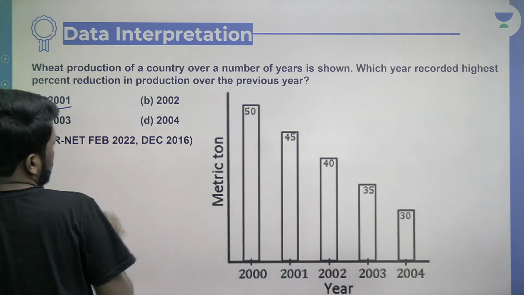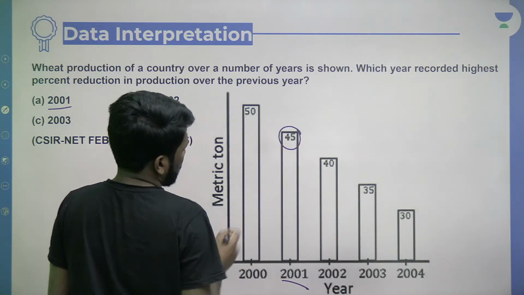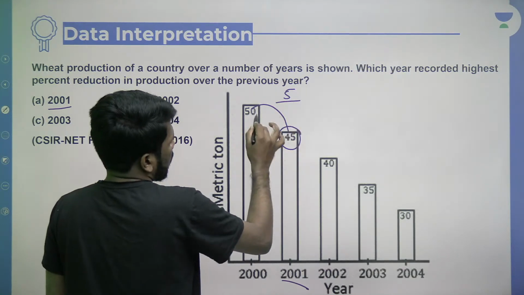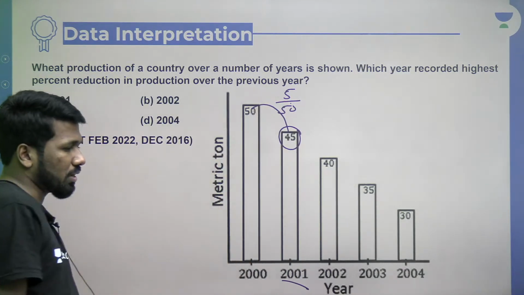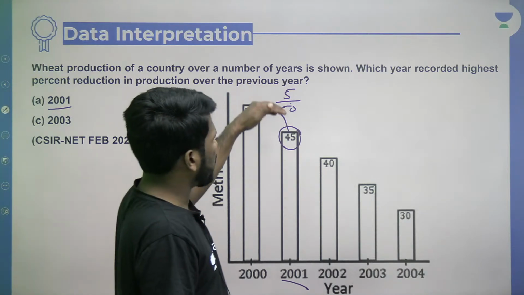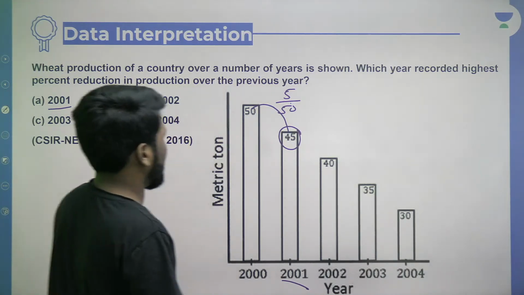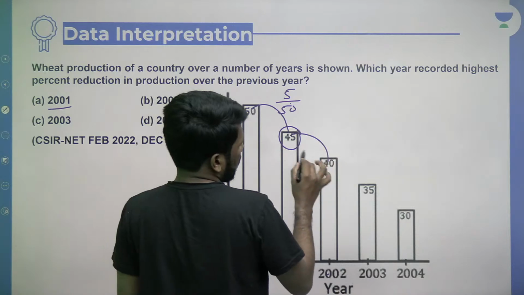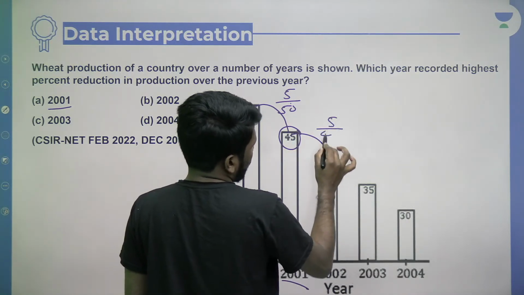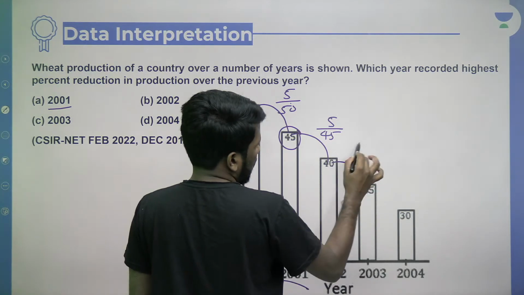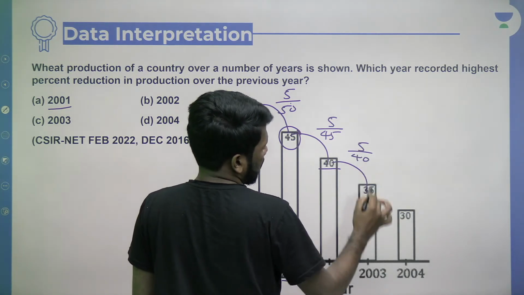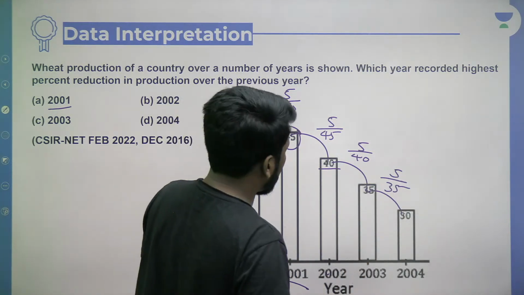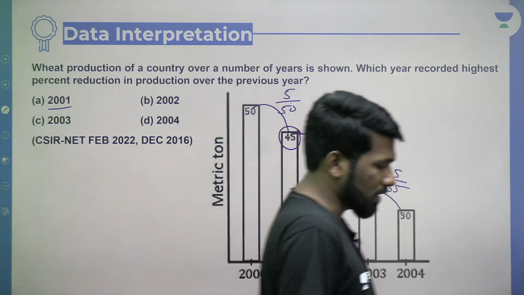So option A, 2001. In 2001 the production was 45 compared to the previous year's 50. So the reduction is 5 compared to 50. That means 5 out of 50 into 100 is the percent reduction, or I will just write 5 by 50. In 2002 there is a reduction of 5 but compared to 45 in the previous year. In 2003, a reduction of 5 compared to 40 in the previous year. In 2004, a reduction of 5 compared to 35 in the previous year. Did you all understand this? Please respond. Is this much clear or not?